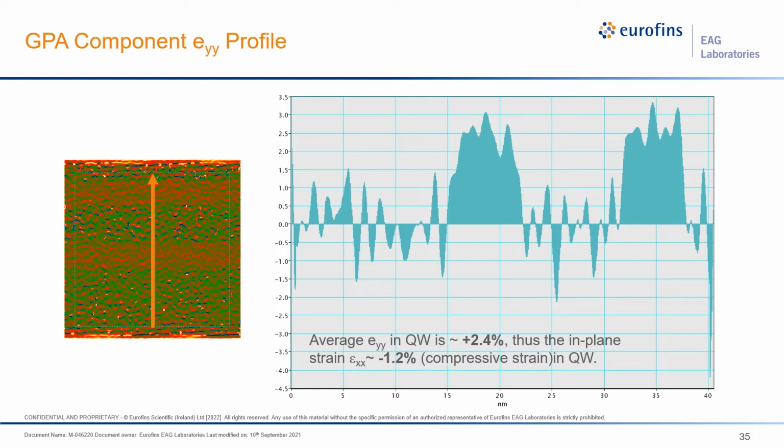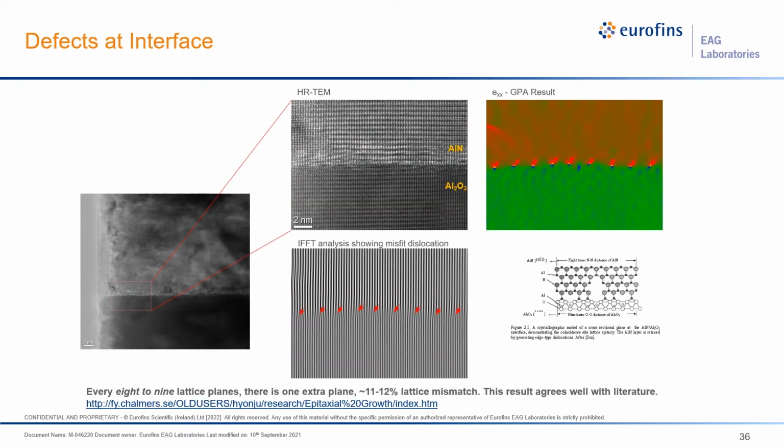There's a little bit of a conversion of the GPA component. Based on this analysis, we can conclude that the in-plane strain is about 1.2% compressive in the quantum well. For this particular sample, the GPA component and the EDS concentration actually agree very well with the photoluminescence data, as I got feedback from my collaborator.